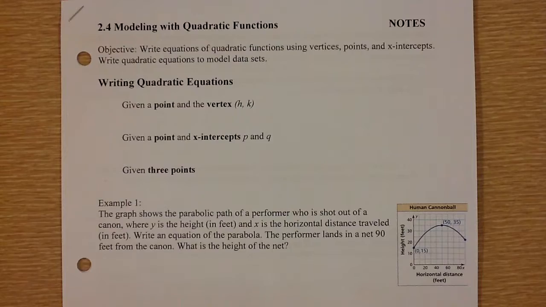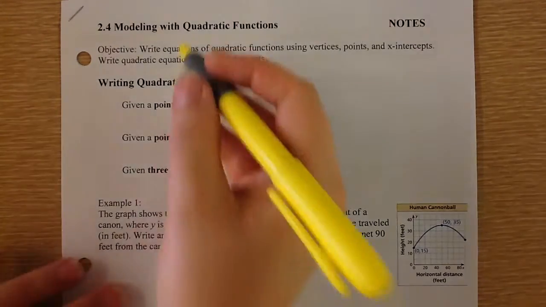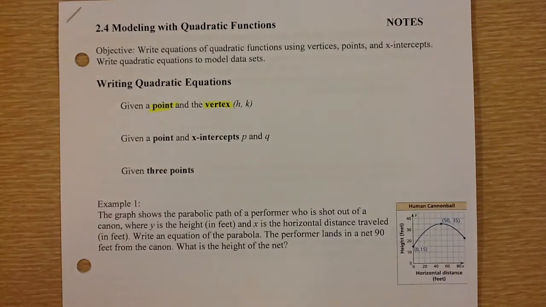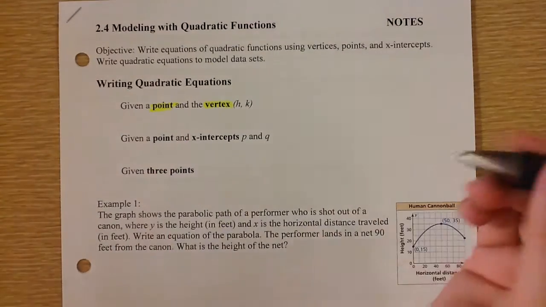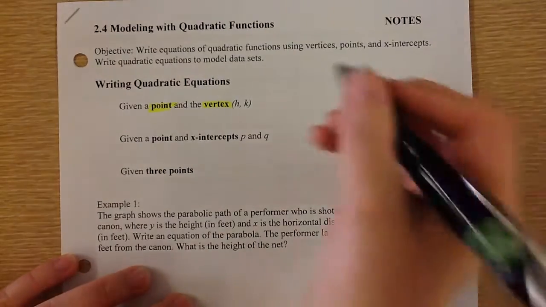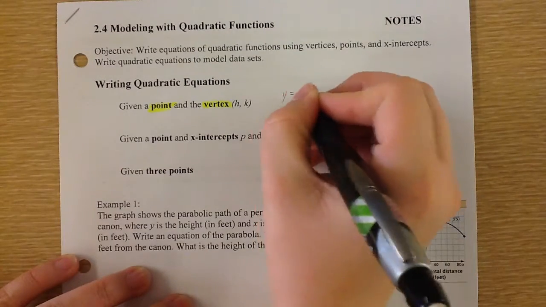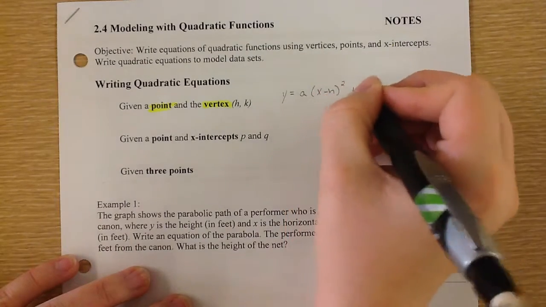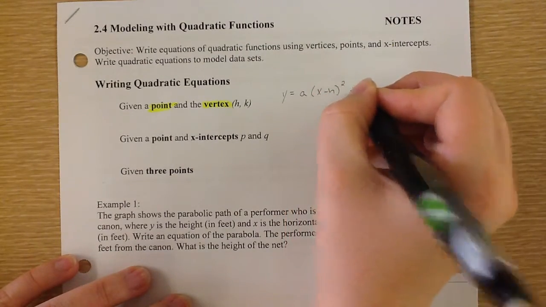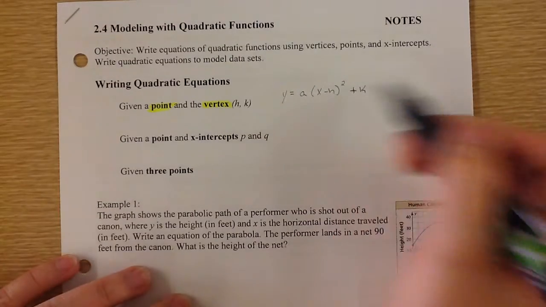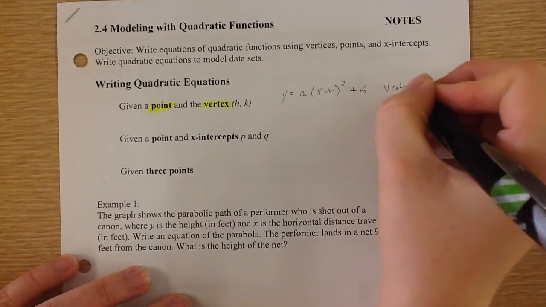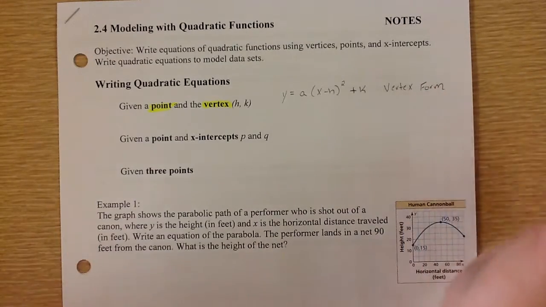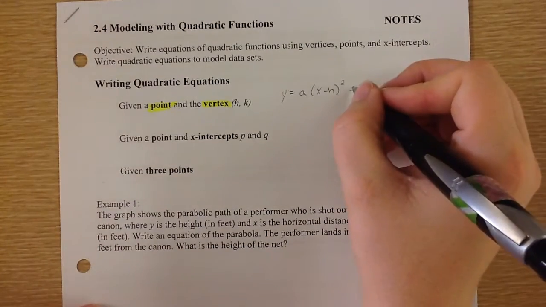Okay, so first of all, if we know a point and its vertex, then since we know the vertex, the easiest way would be to use vertex form. So that would be using y equals a(x minus h) squared plus k. So if we know the vertex, we're going to use vertex form, and we're going to walk through an example on doing that.